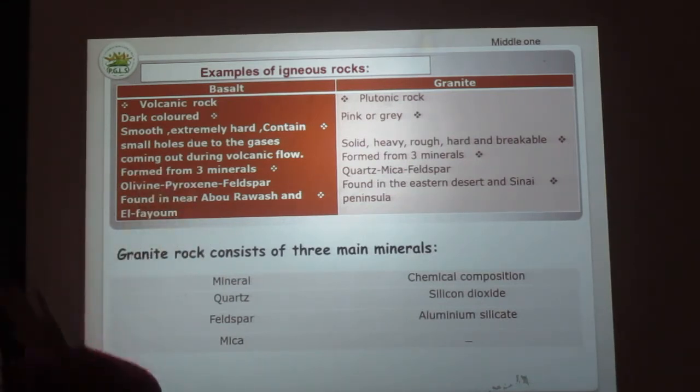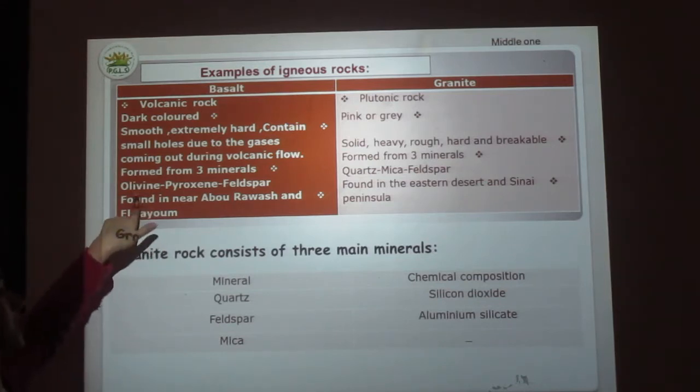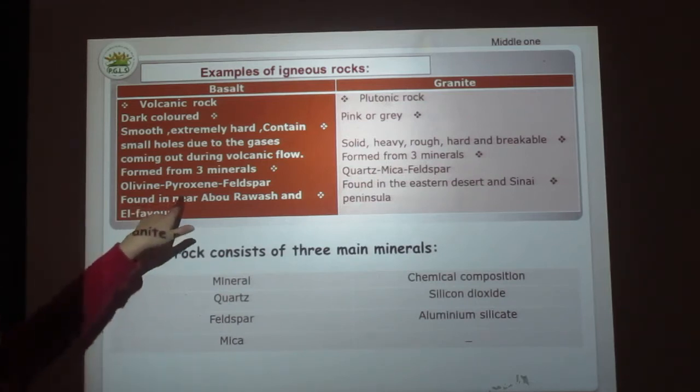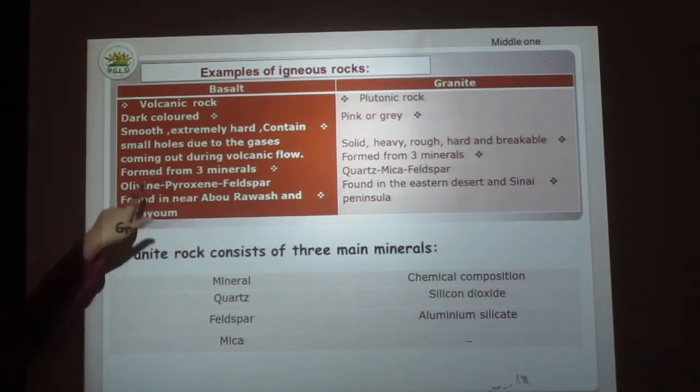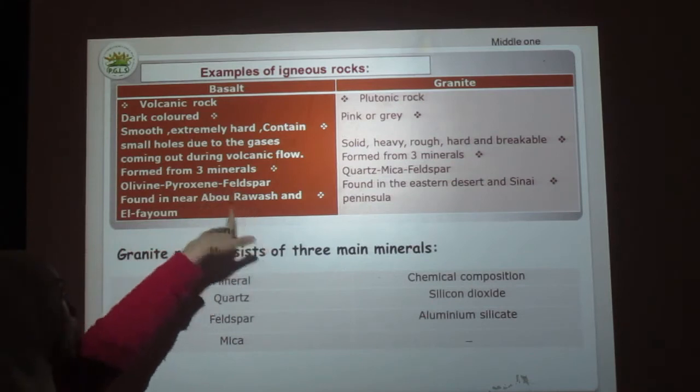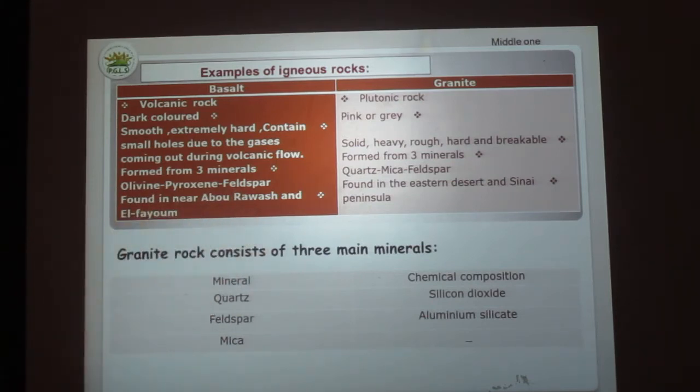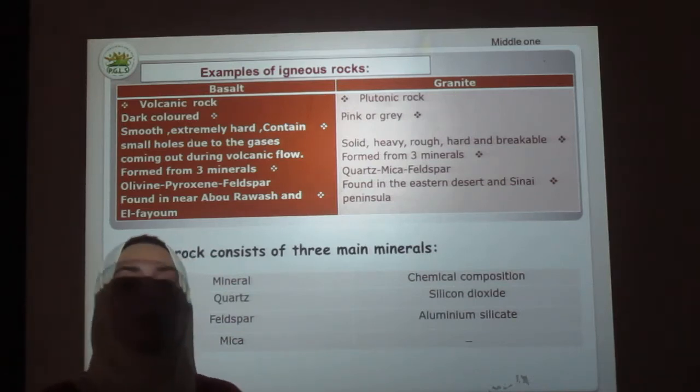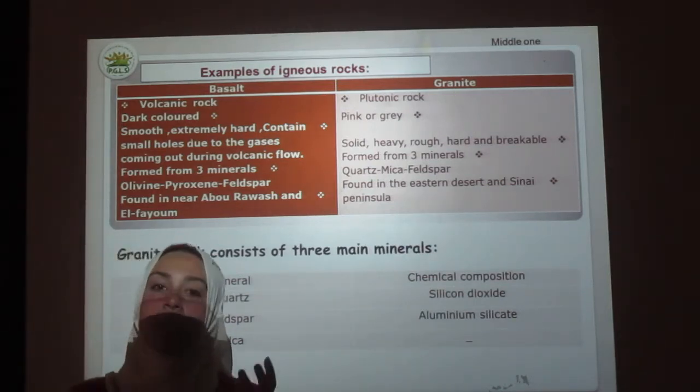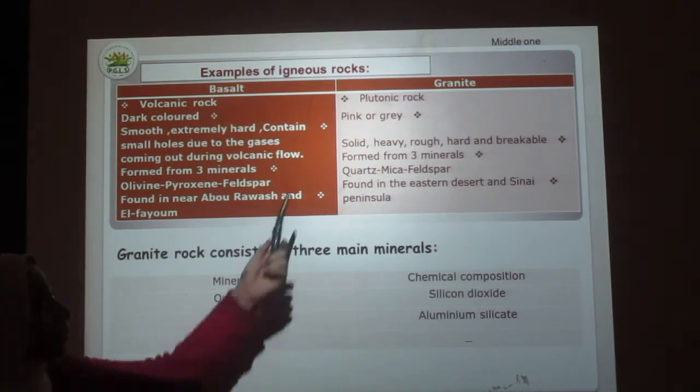It consists of 3 main minerals. The first one is olivine, number 2 is pyroxene, and feldspar. It is found near Abu Rawash, El Fayoum. The place where they found basalt is Abu Rawash, which is a place in El Fayoum.